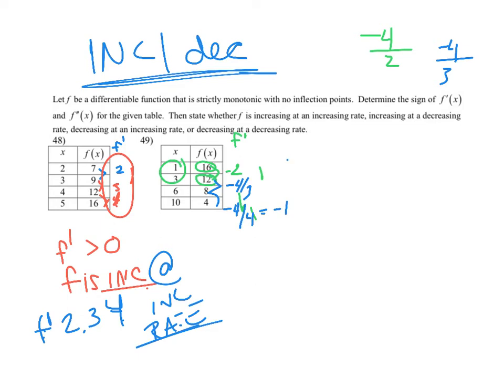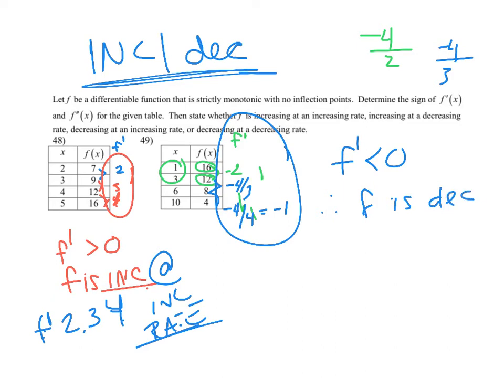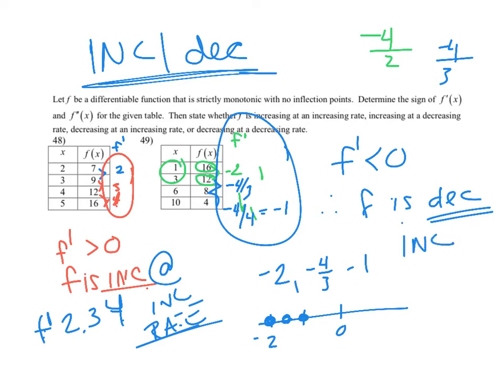Okay, so let's first just talk about f prime. F prime is less than 0, which means f prime is negative. Therefore, f is decreasing. How is it decreasing? Now look at your f prime row. I went from -2 to -4 thirds to -1. Picture a number line. Here's 0. I went from -2 to -4 thirds to -1. I actually increased because I'm getting closer to 0. So I would say f is decreasing at an increasing rate.